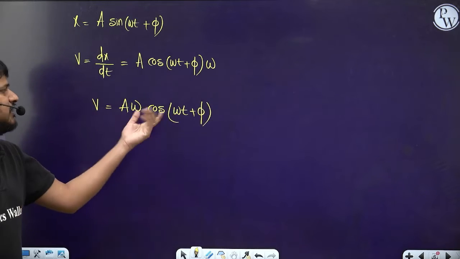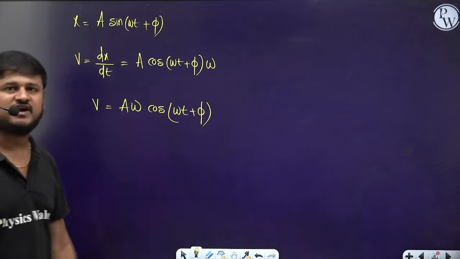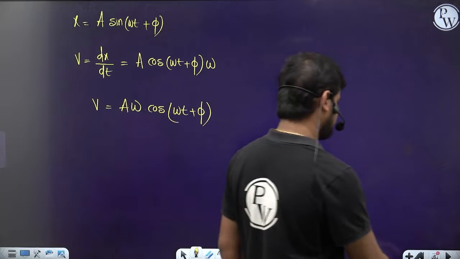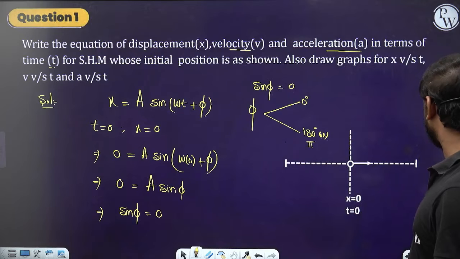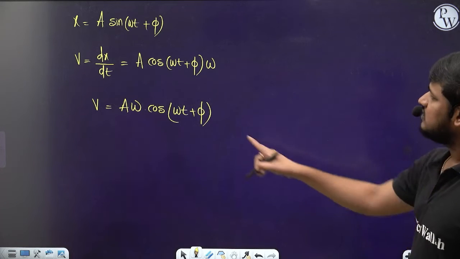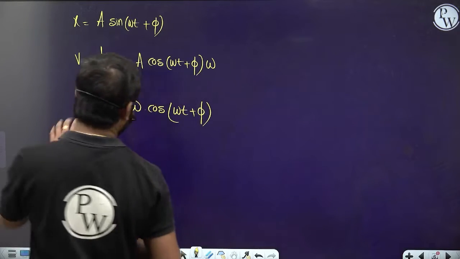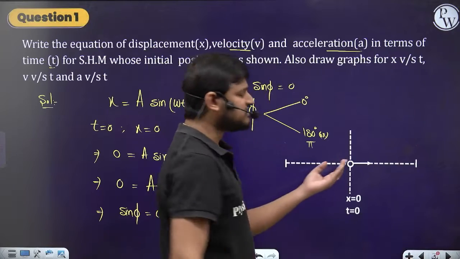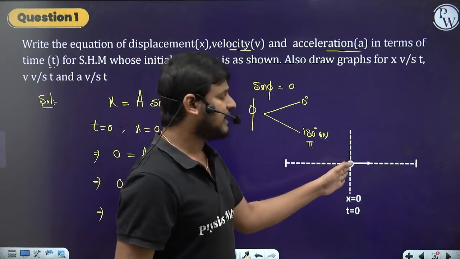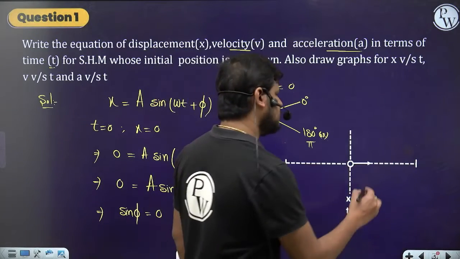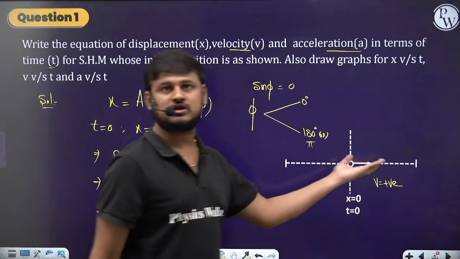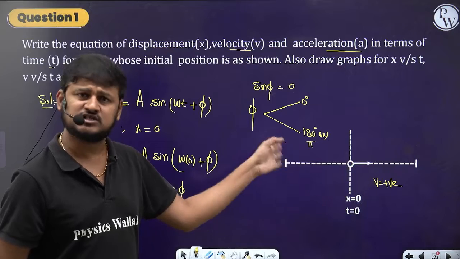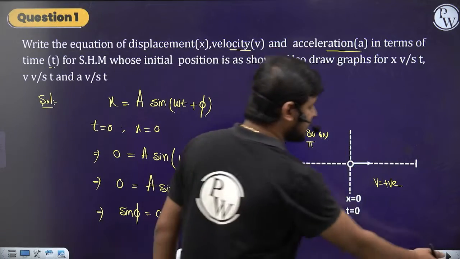v = A omega cos(omega t + phi), right? Chalo. Now observe that at time t = 0 the position is 0, but the particle is moving towards the right extreme, so the velocity should be positive. The v should come out to be positive, because the right side we consider as positive.